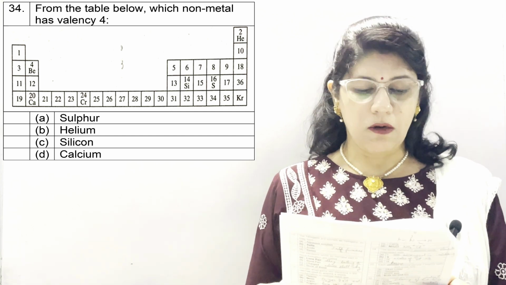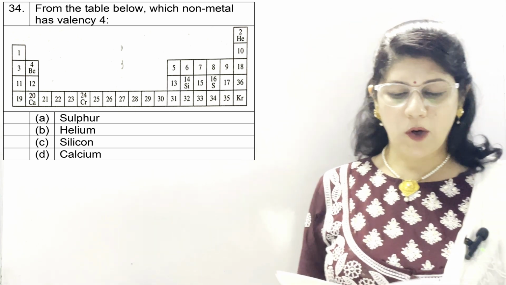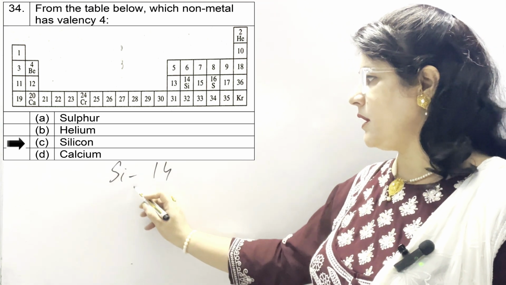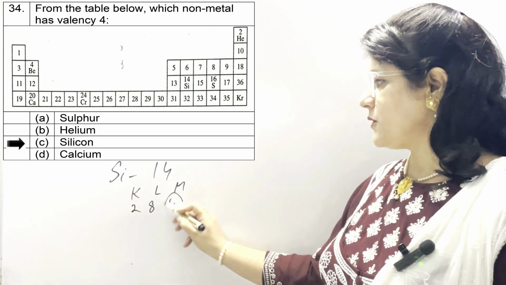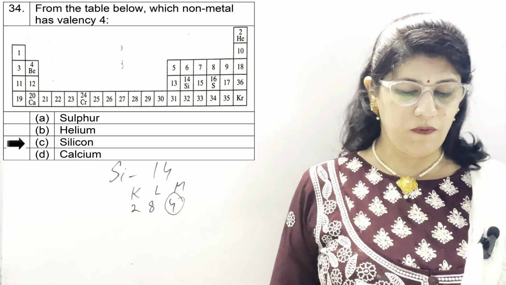Given options are sulfur, helium, silicon, and calcium. The correct option is silicon because we know that silicon has atomic number 14, and the K, L and M shells hold 2, 8 and 4. So 4 is the valency. So this is a non-metal with 4 valency.